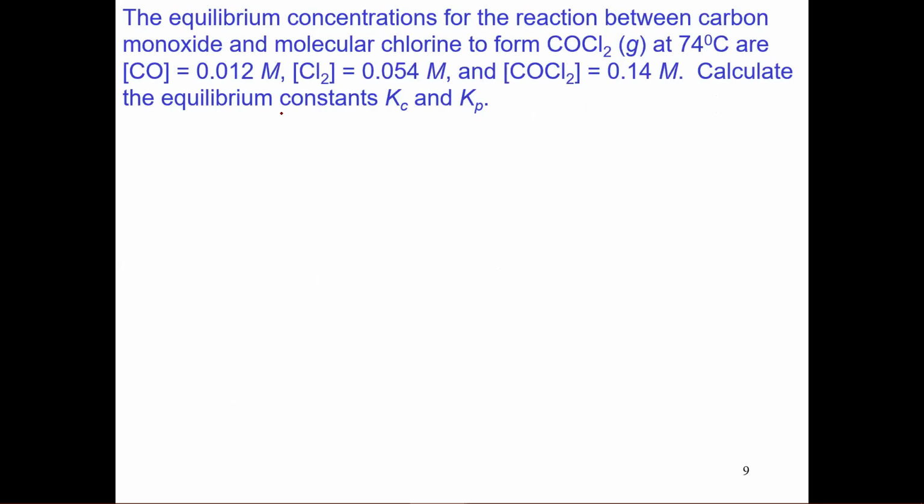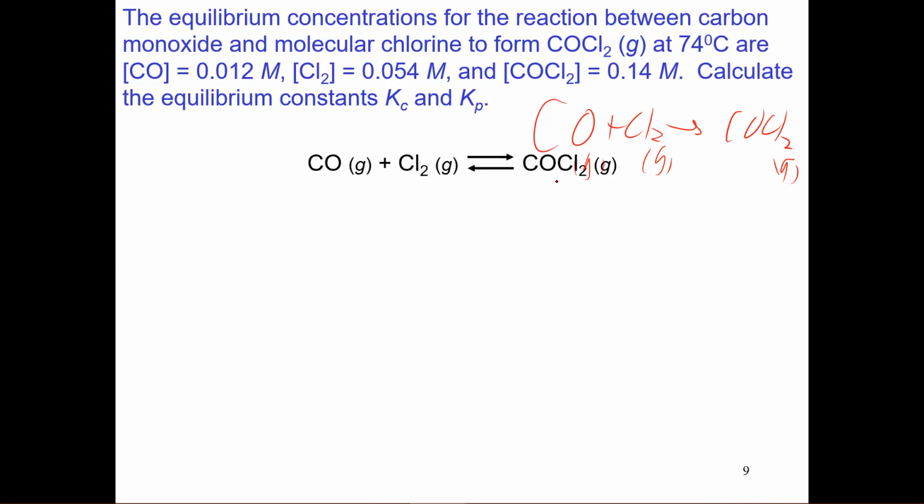Now, let's look at a problem here. The equilibrium concentrations of the reaction between carbon monoxide and molecular chlorine to form carbonyl chloride. And the first thing you do is set up the formula. CO plus Cl2 goes to form carbonyl chloride, like that. This is a gas, this is a gas, and that's a gas. Okay. Calculate the equilibrium constant, and notice they give you the concentrations of each one.